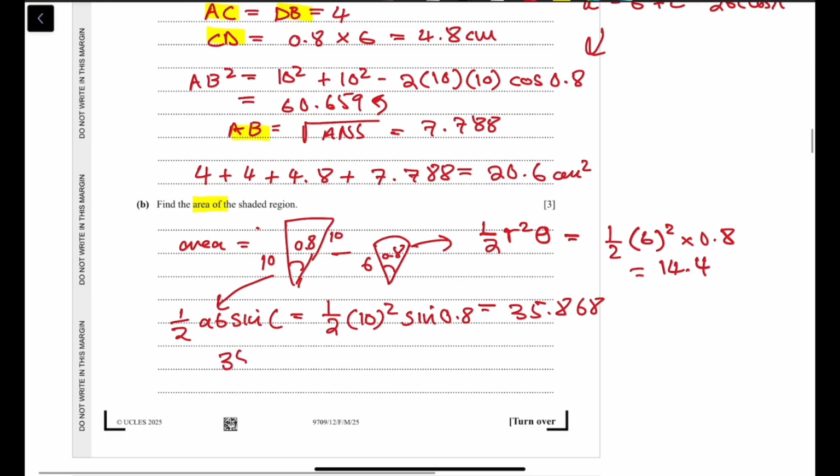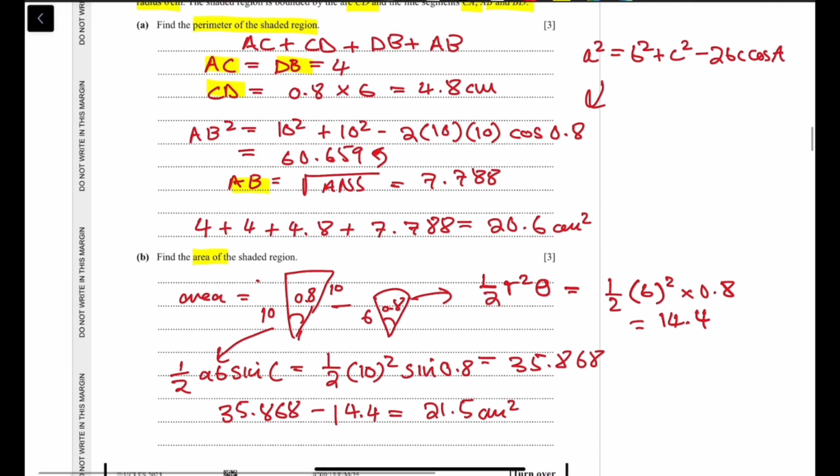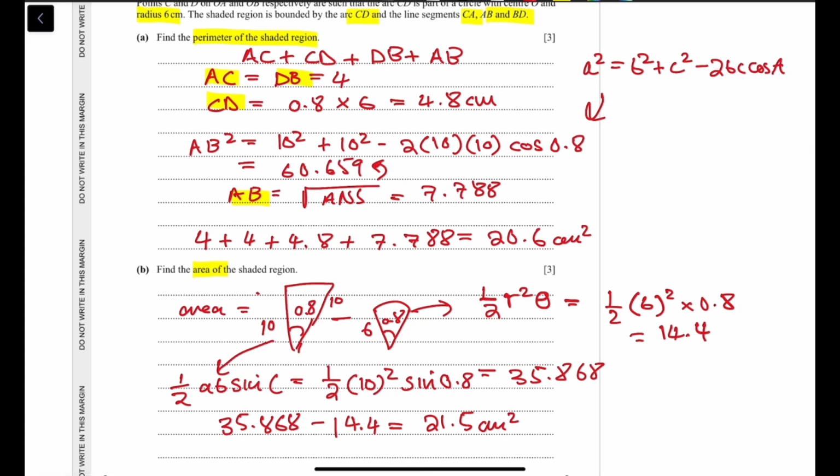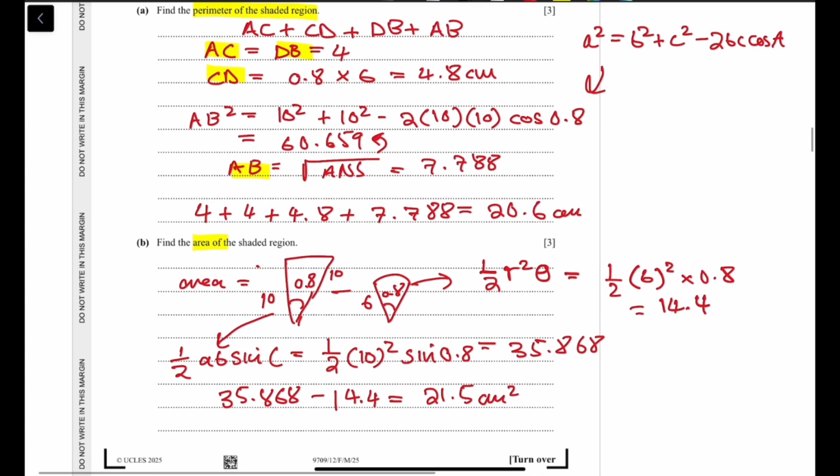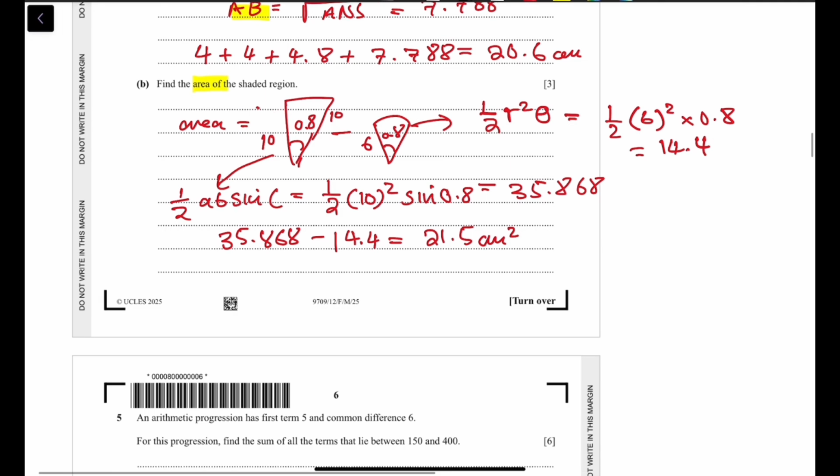Now if we subtract 35.868 and subtract 14.4 from that number, we should end up with 21.468, and that is 21.5 centimeters squared to 3 significant figures. By the way, this isn't centimeters squared because this is the perimeter, that's just centimeters, my bad.